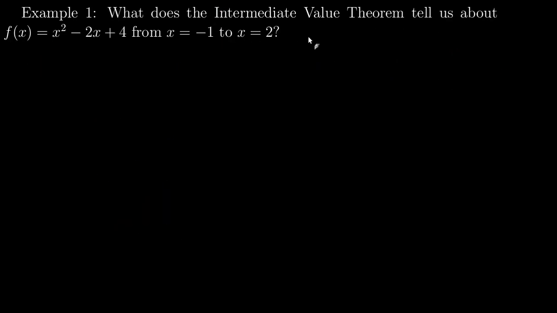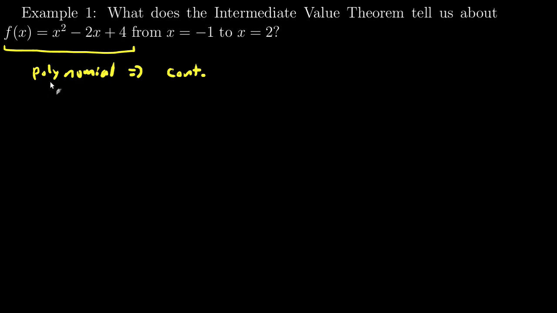So let's look at an example. What does the intermediate value theorem tell us about f of x equals x squared minus 2x plus 4 from x equals negative 1 to x equals 2? So what it tells us is the following. First off, I know that this is a polynomial, which means that it is continuous everywhere, and in our case, from x equals negative 1 to x equals 2.